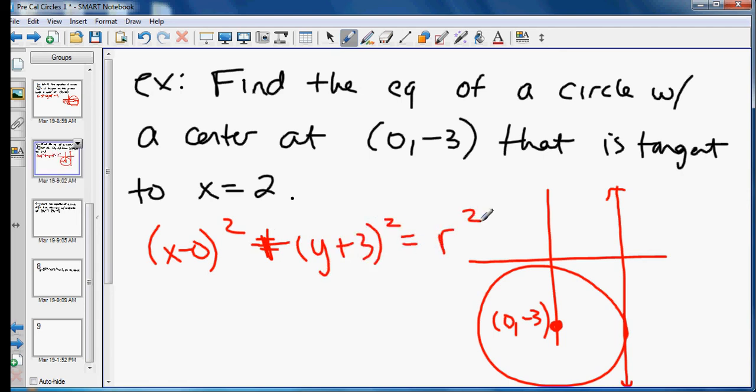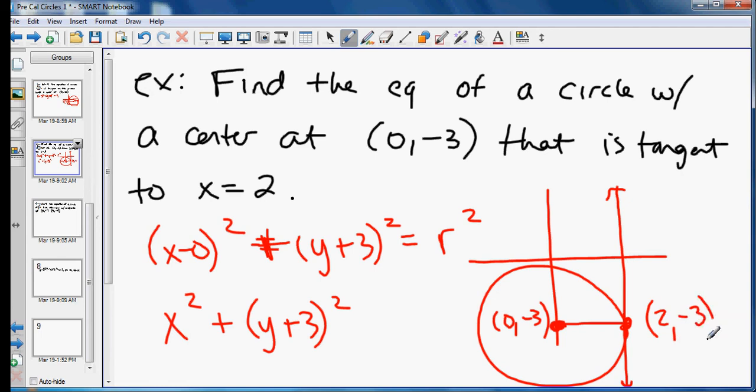Okay, but to get our radius, we need to know the distance from here to here. Well, this is x equals 2, so we know the x value has to be 2, because it's the line x equals 2. And it's right in line with this other point, 0, -3, so it has to have the same y value, -3. So the radius is 2, because these two are the same, so we don't have to worry about those. But the distance from 0 to 2 is 2, so the radius is 2, giving us a 4 when we square it.